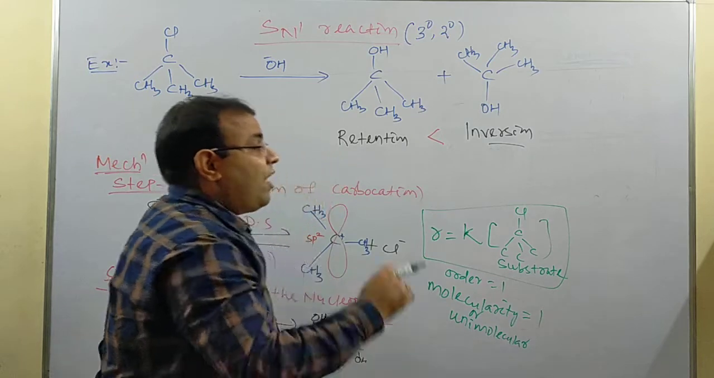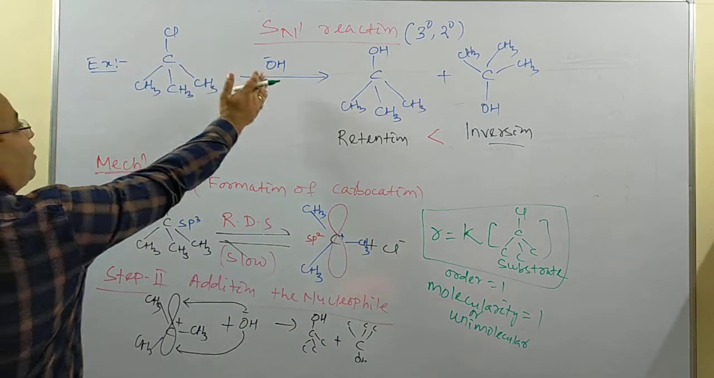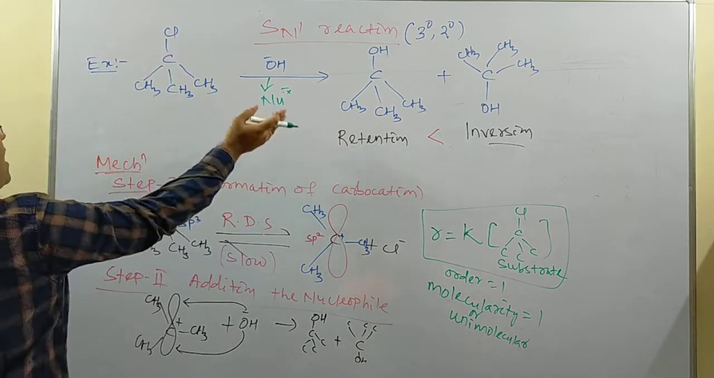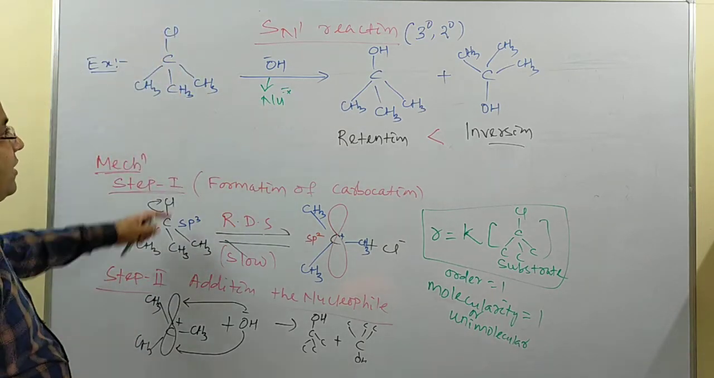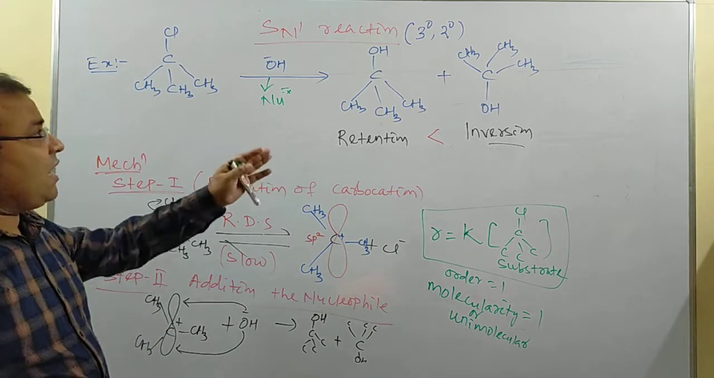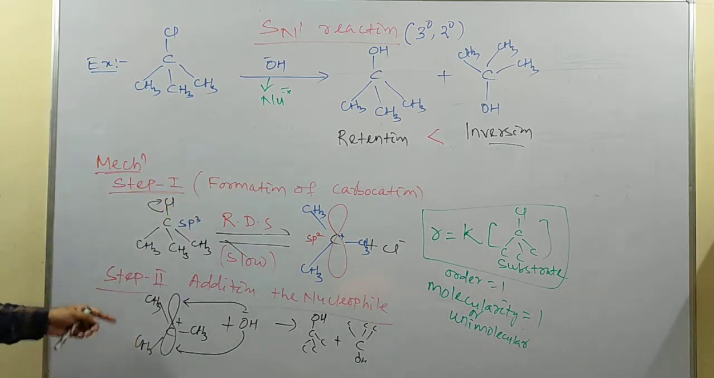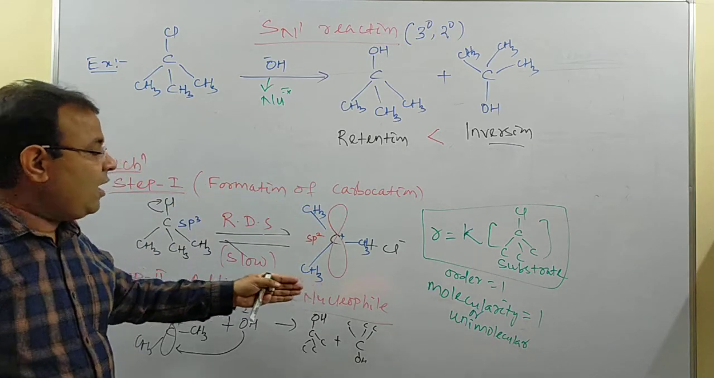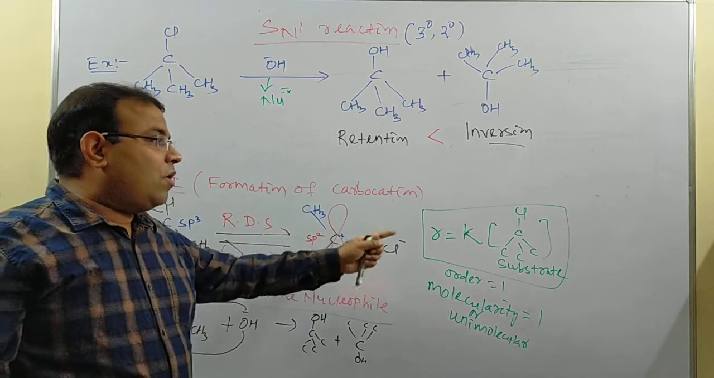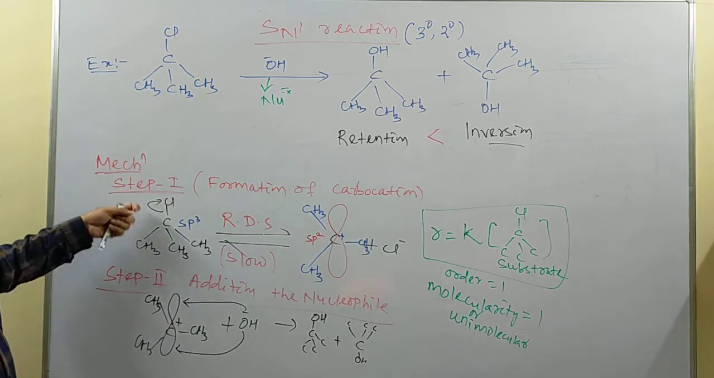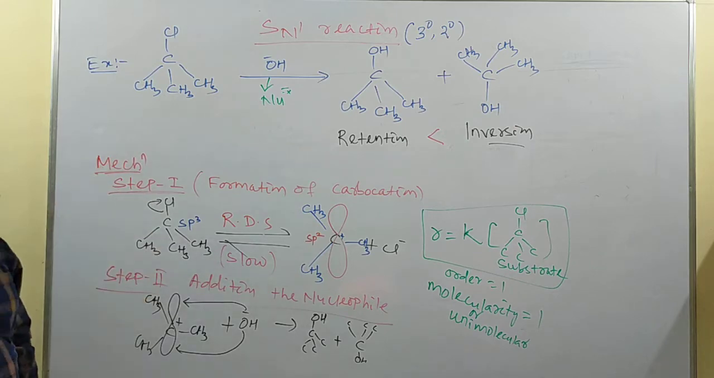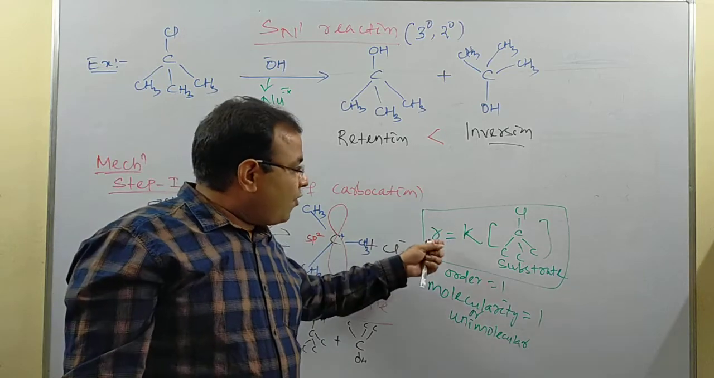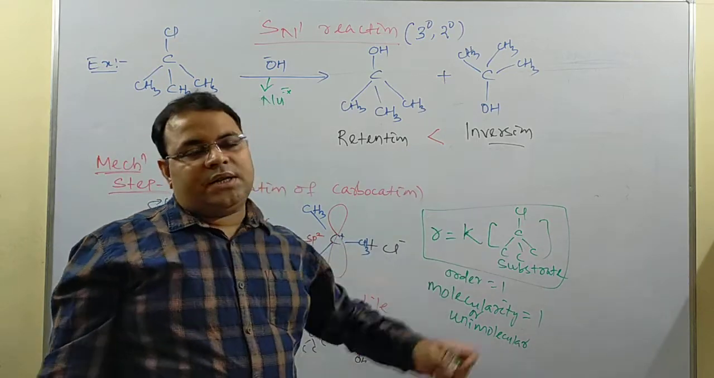Now you can understand why it is nucleophilic substitution: this is the nucleophile, and one nucleophile is replacing another nucleophile because it has more strength than this one. The second point is that it has two steps. One step includes formation of the carbocation, and the second step includes addition of the nucleophile. And why is it unimolecular? Because in the first step, only one molecule is present, one molecule is reacting, one molecule is breaking. That's why it is unimolecular. And from the rate law, we have found that the order is 1.